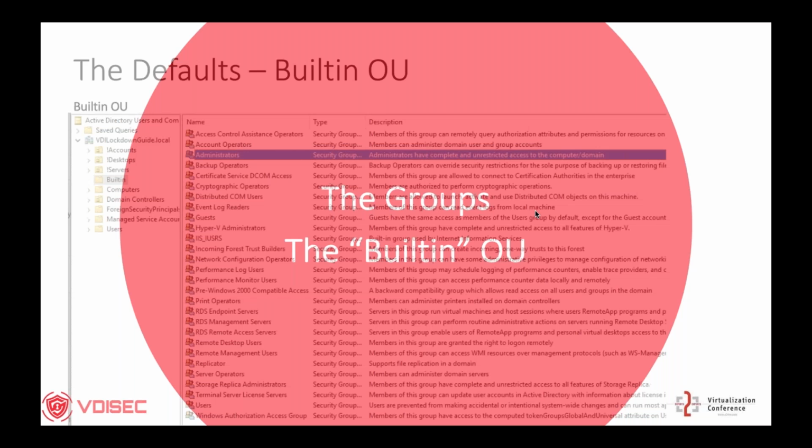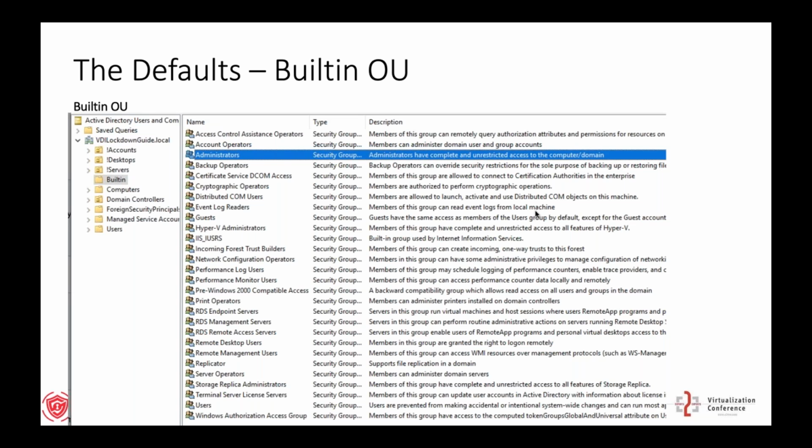So the built-in OU looks like this. And this is if you just next a domain. This is a 2016 domain, so this is the groups you get, and you can still see there's pre-Windows 2000, there's a whole pile of stuff.